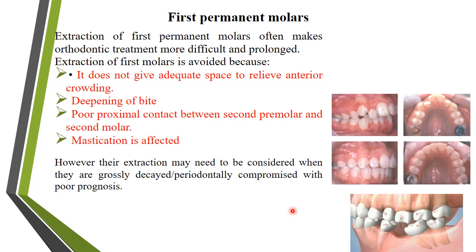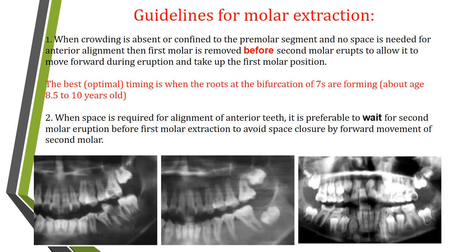So almost always we don't extract the first permanent molars unless they are severely or grossly decayed, or they are periodontally compromised with a poor prognosis that is difficult to treat. In those cases, we are obligated to extract them. We have certain guidelines for molar extraction that we have to follow.